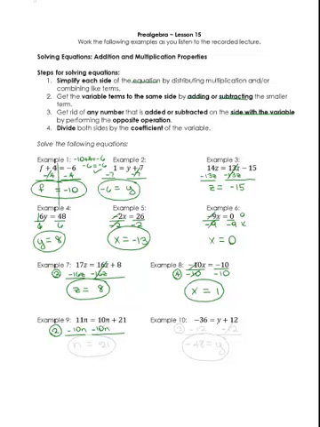And now 11n minus 10n is n. On the right, the 10n minus 10n cancels. What's left? Positive 21. And since n is all by itself, that's my answer.